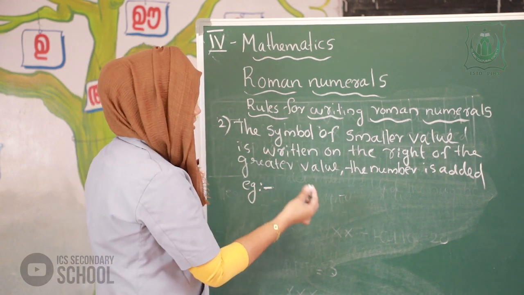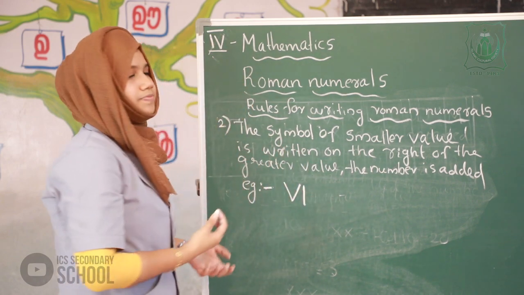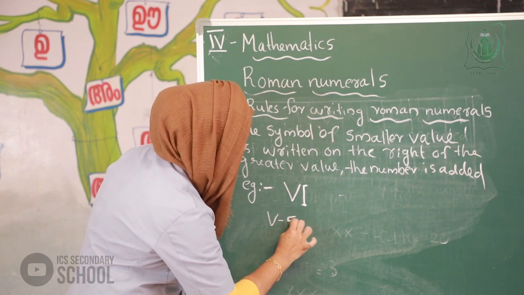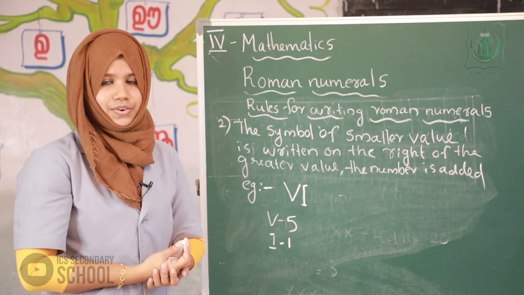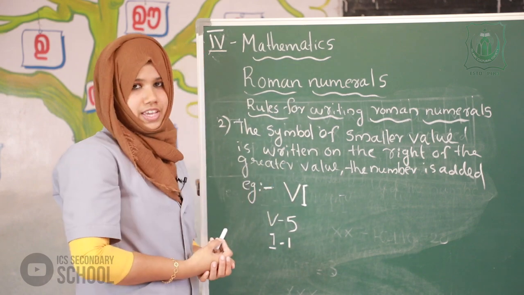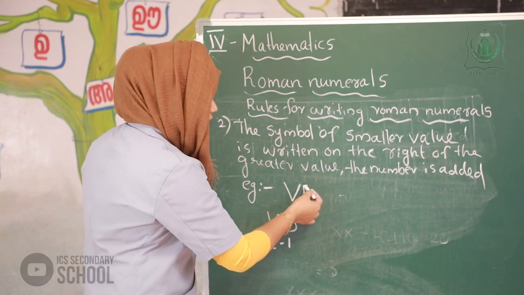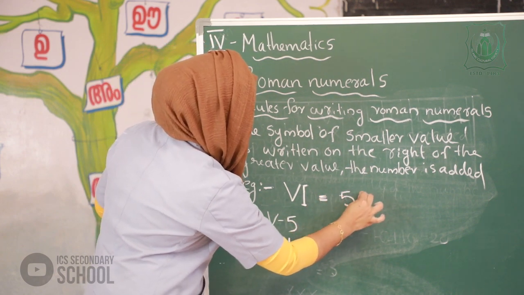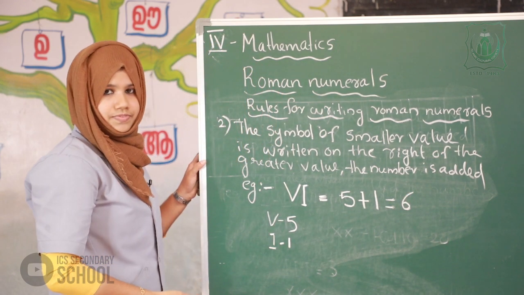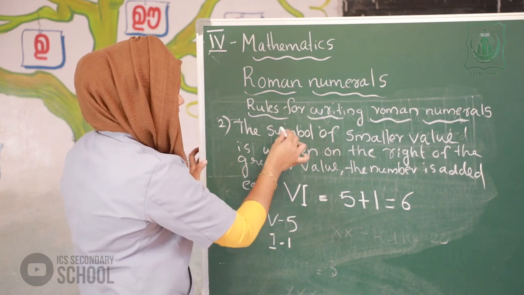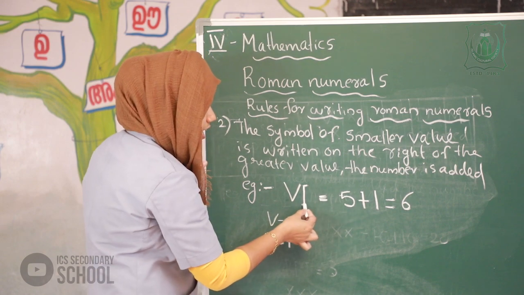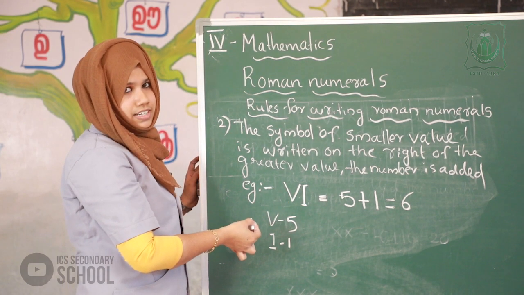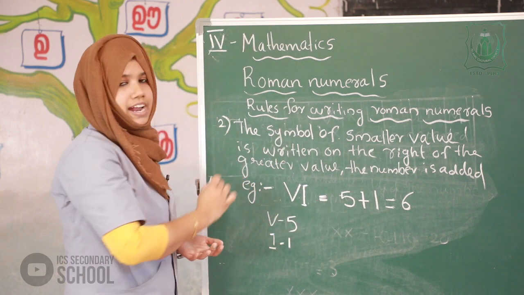Okay. V and I. V means 5. I means 1. Okay. So I is on the right of V. I is smaller than V. So 5 plus 1 is equal to 6. The rule is the symbol of smaller value is written on the right. If it is on the left side, it is subtracted. Now this I is on the right side, so this is added. Another example.